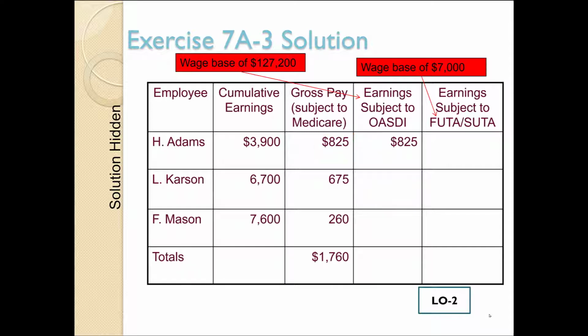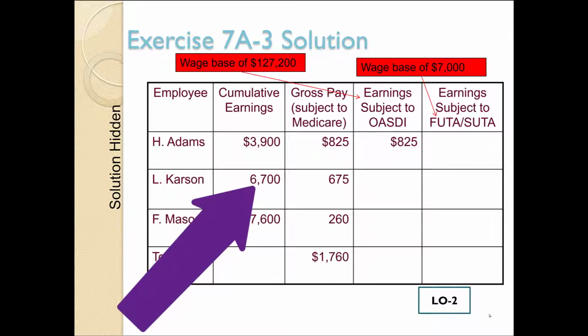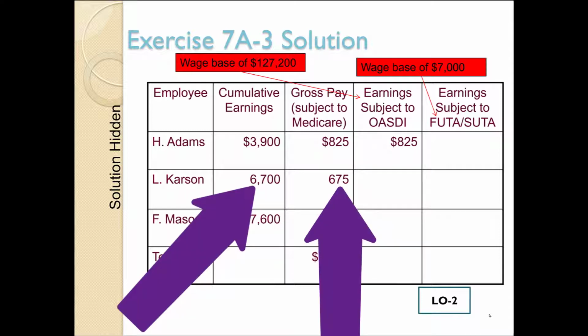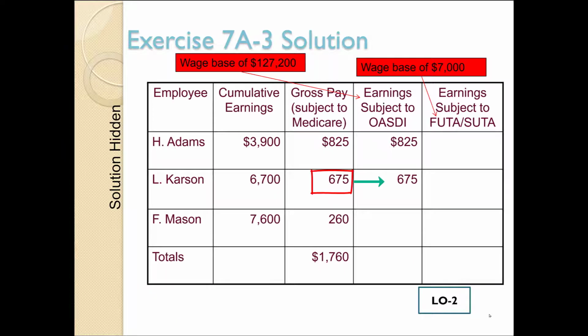How about Carson? You take Carson's cumulative earnings plus the gross pay. Carson is nowhere near the wage base for OASDI, therefore all of Carson's is subject to OASDI. And same with Mason. Mason is nowhere near the limit, so all of Mason's $260 are subject to OASDI. So we add that column up, and we get a total of $1,760.